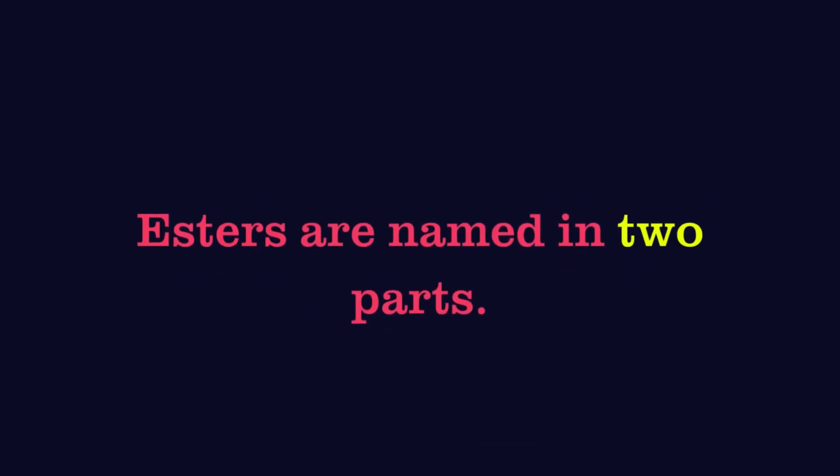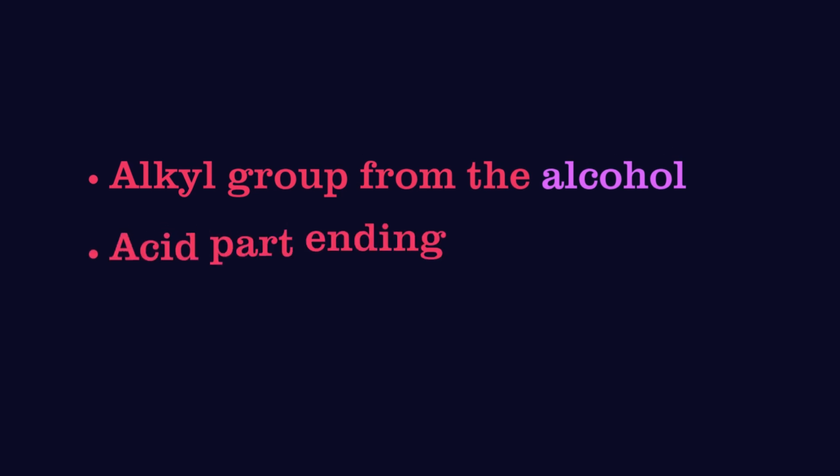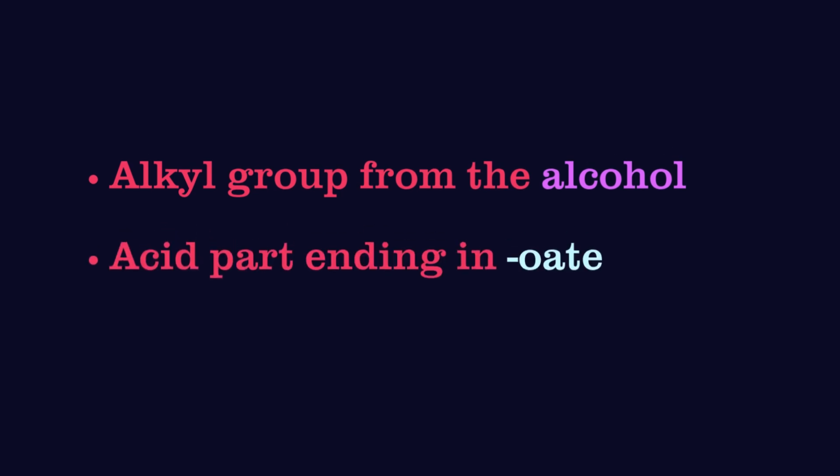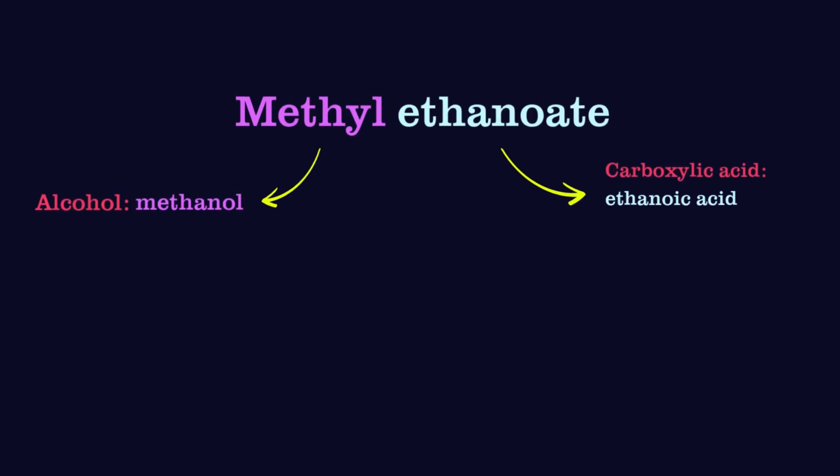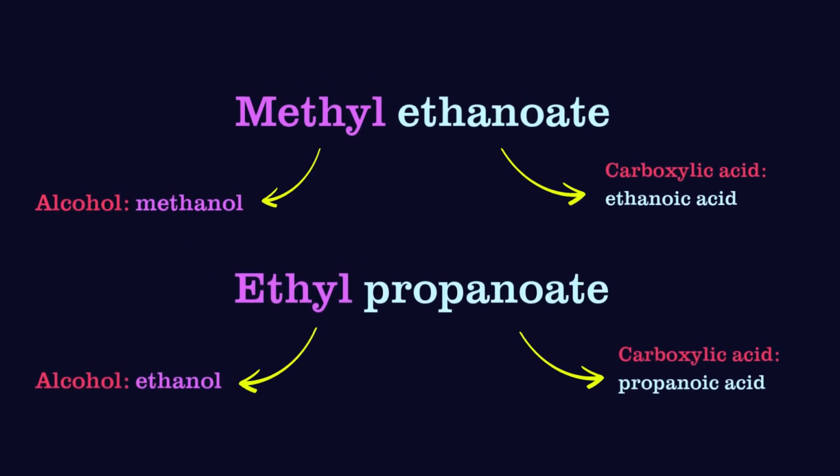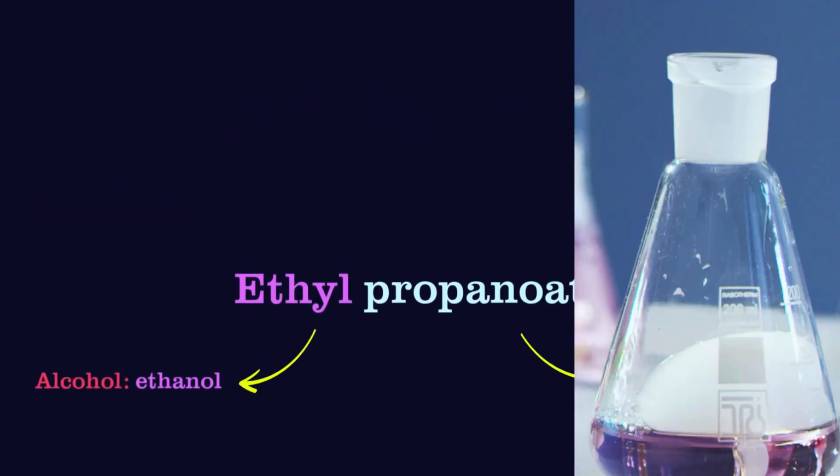Let's name them. Esters are named in two parts. First, the alkyl group from the alcohol, then the acid part ending in -ate, like methyl ethanoate, ethyl propanoate, and so on. The most common way to make esters is the Fischer esterification.